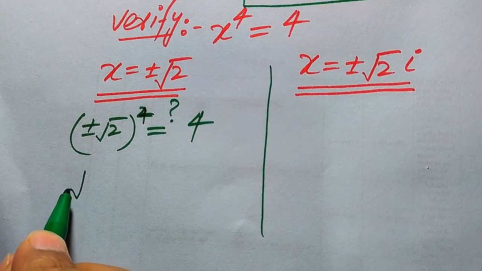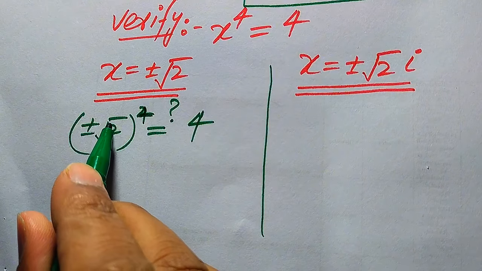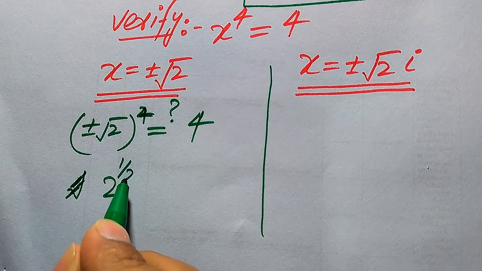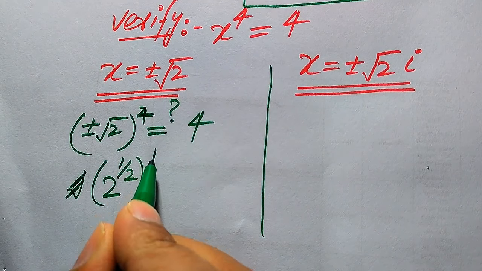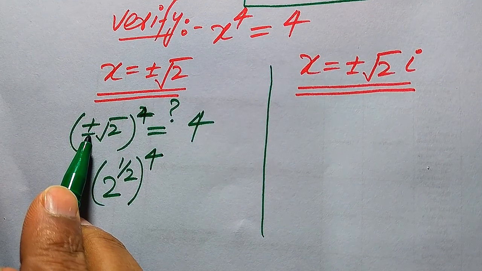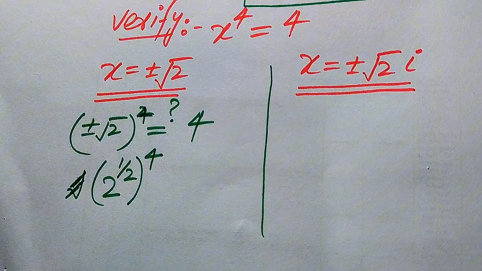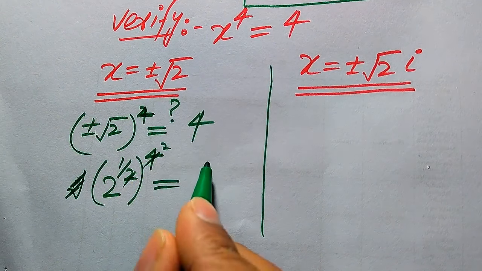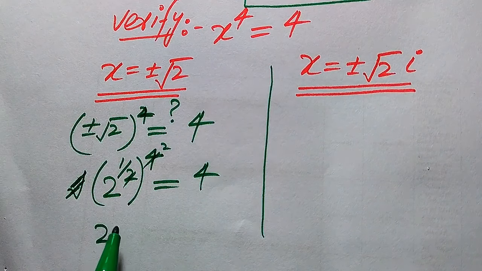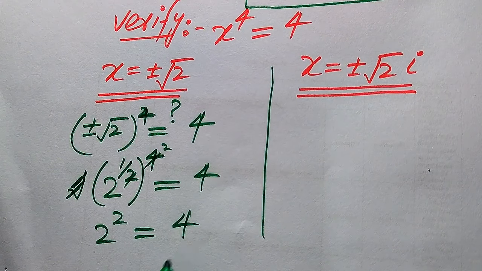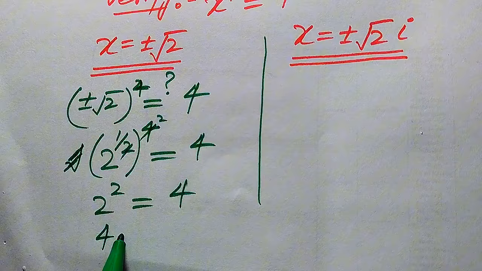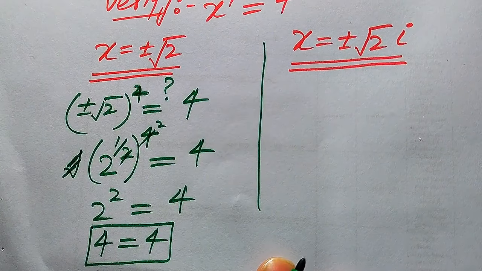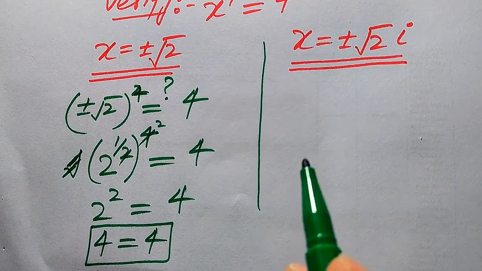So we write the square root in the form of an exponent, so it becomes 2 to the power of 1 over 2 and its whole power is 4, and the negative sign becomes positive because of the even power. So you see these cancel out, and we get 2 times 2 becomes 4, and this equals 4. So we obtain 2 squared equals 4. Here you clearly see that 4 equals 4. This means that x equals plus or minus square root of 2 satisfies our given question statement.